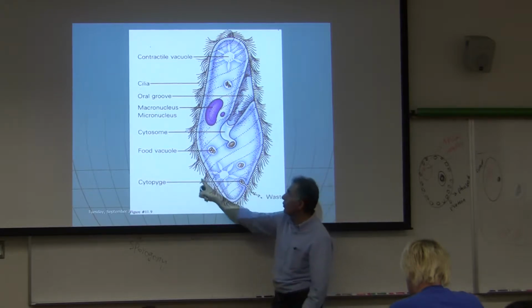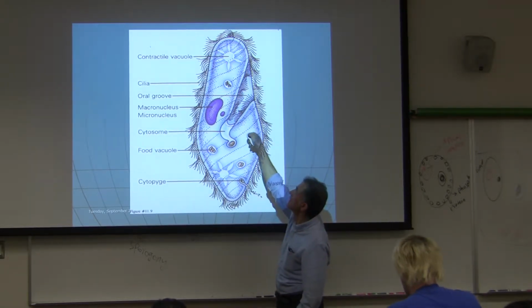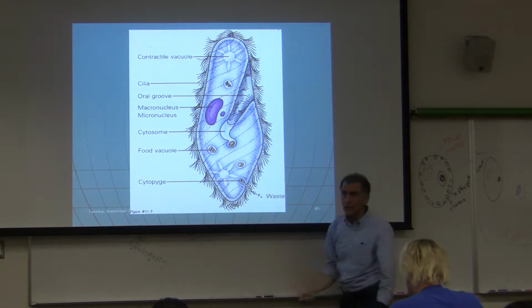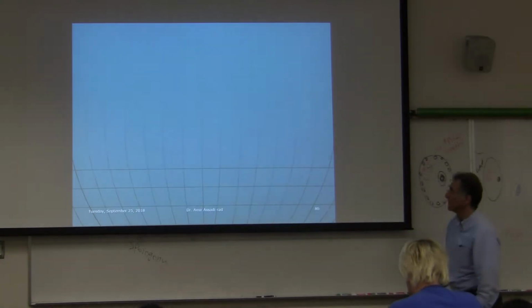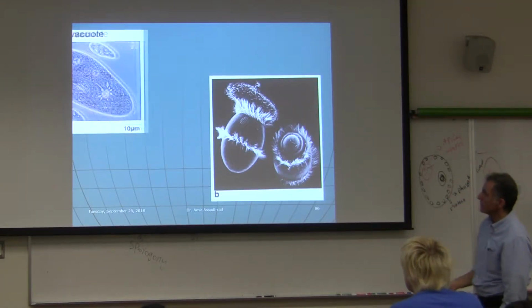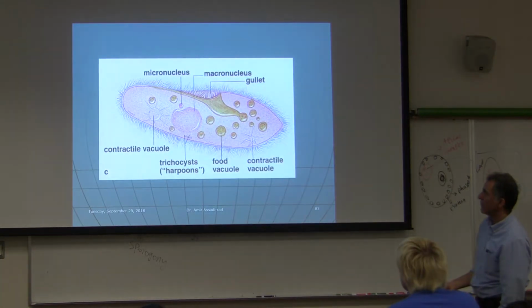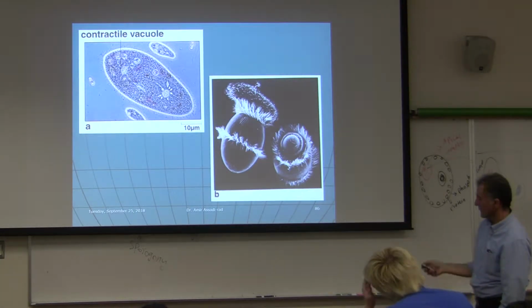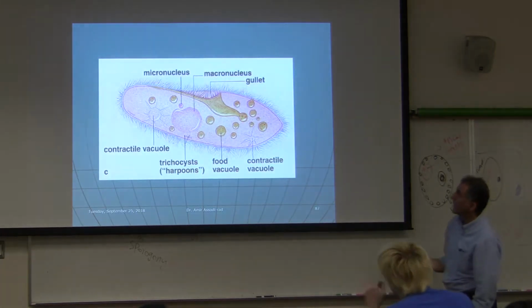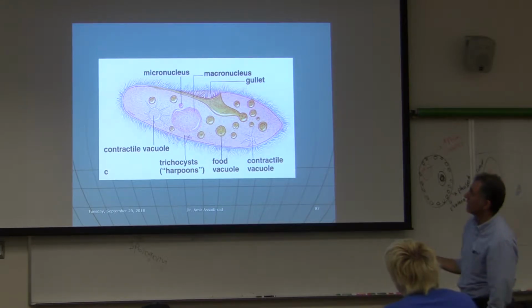So that's how the solid waste material gets out. This is how water gets out. This is how excess water is expelled by the contractile vacuoles. Here are a few ciliophora, something to enjoy. And here's another one: micronucleus, macronucleus, gullet, or oral groove. Another name for gullet is oral groove.